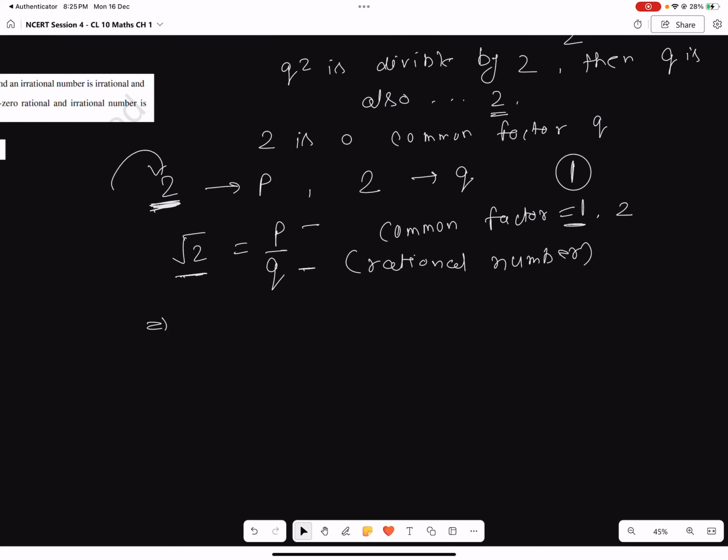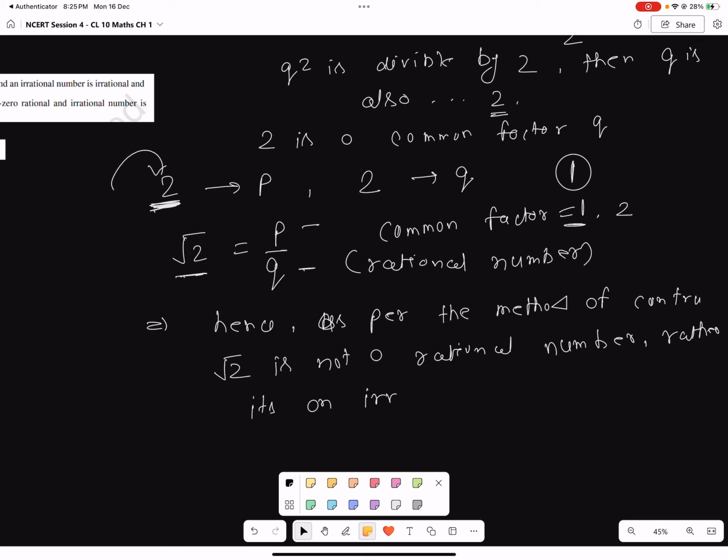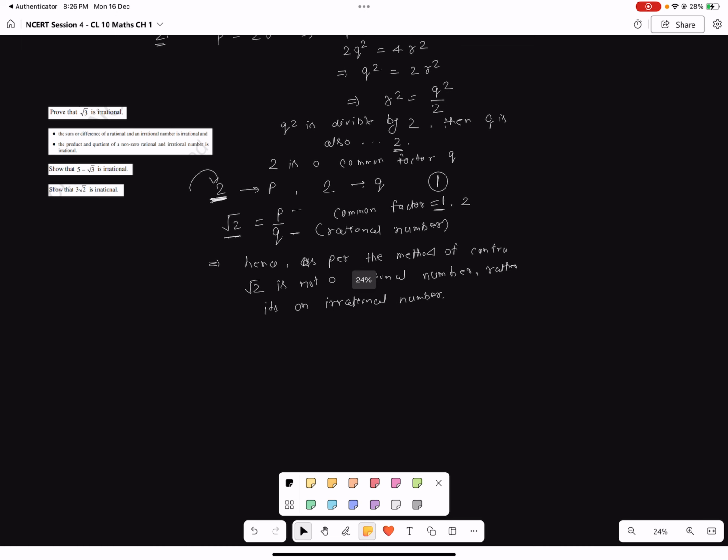Hence, we can write down here, hence, as per the method of contradiction, root 2 is not a rational number. Rather, it's an irrational number, right? So this is the method of contradiction.